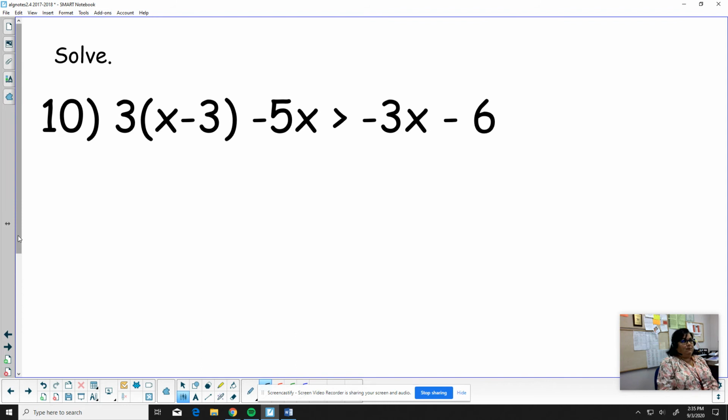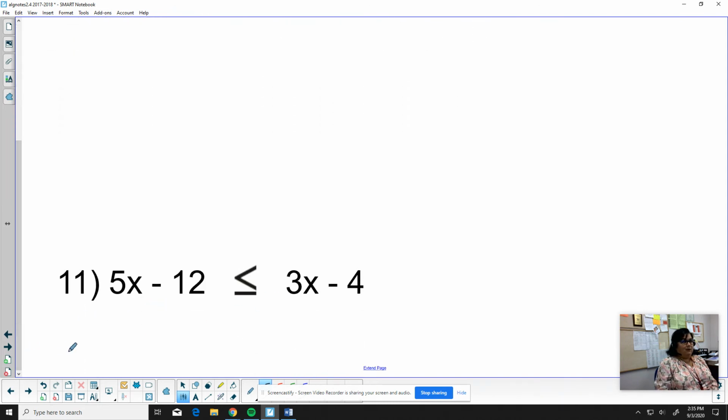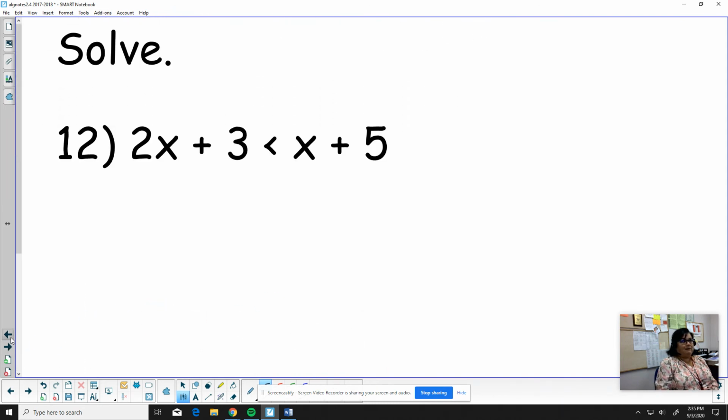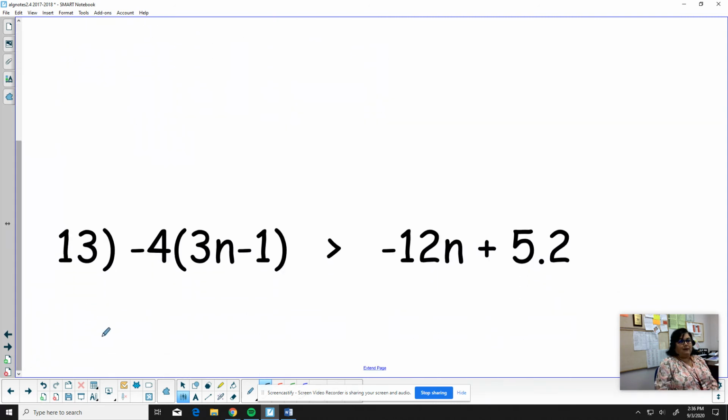All right, let me find one that I want you to try, and then I want you to press pause, please, and give it a try. How about this one right here, number 13? Go ahead and press pause, and I want you to give this one a try and see if you get it correct. And then when you're done with the problem, go ahead and check and see if it's right.